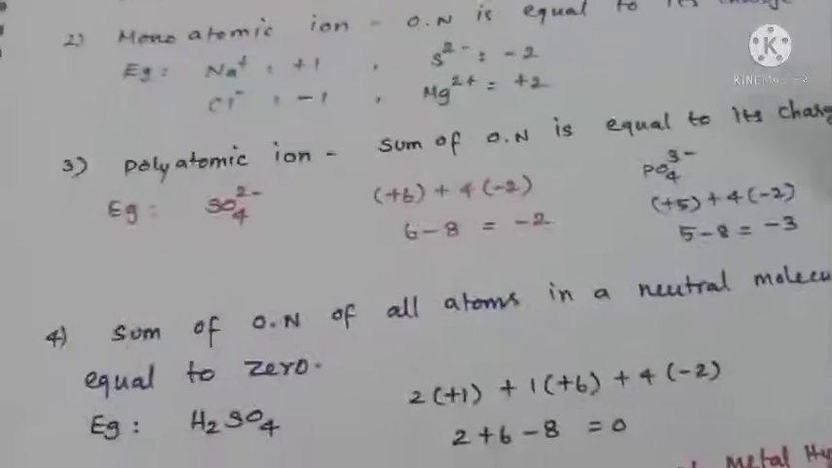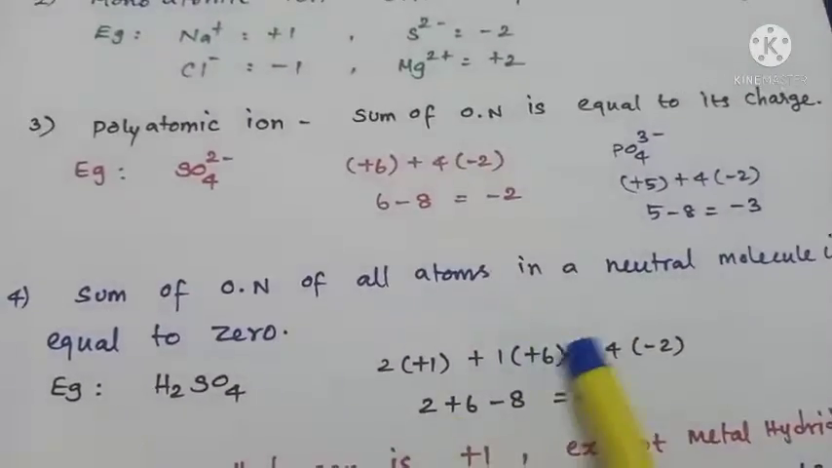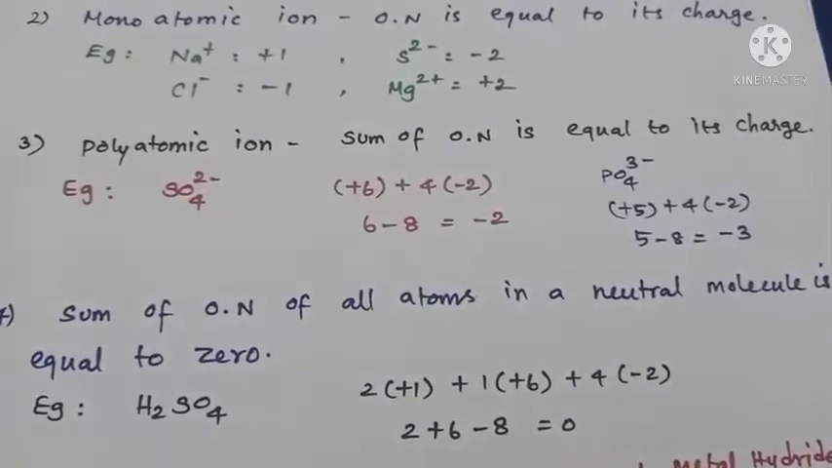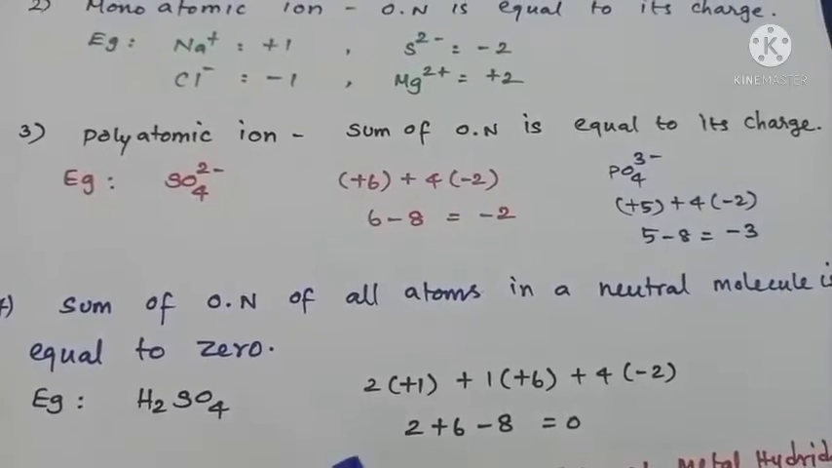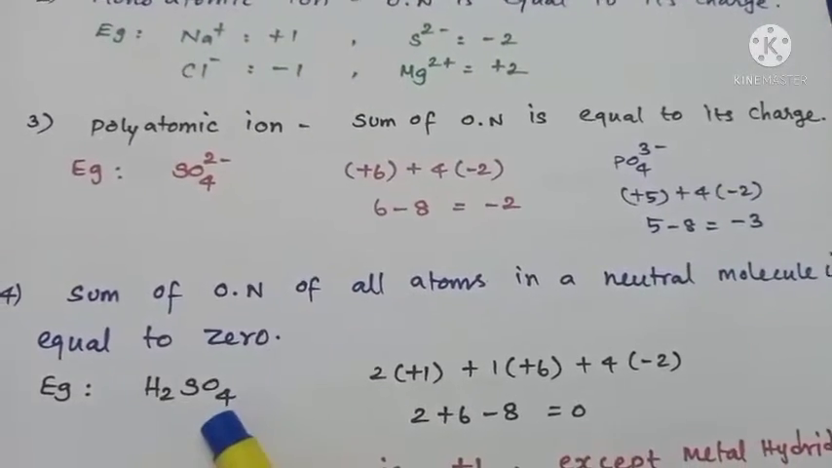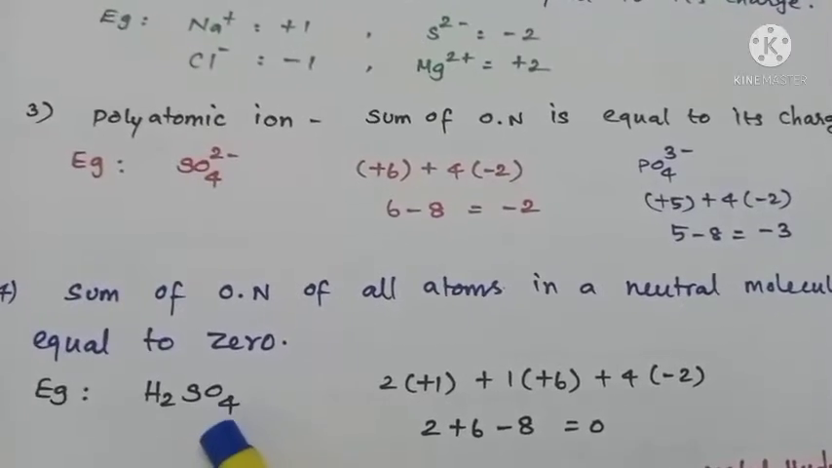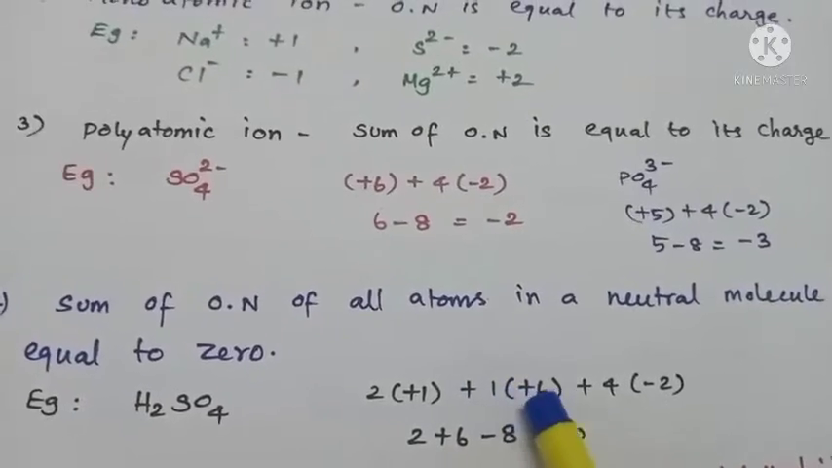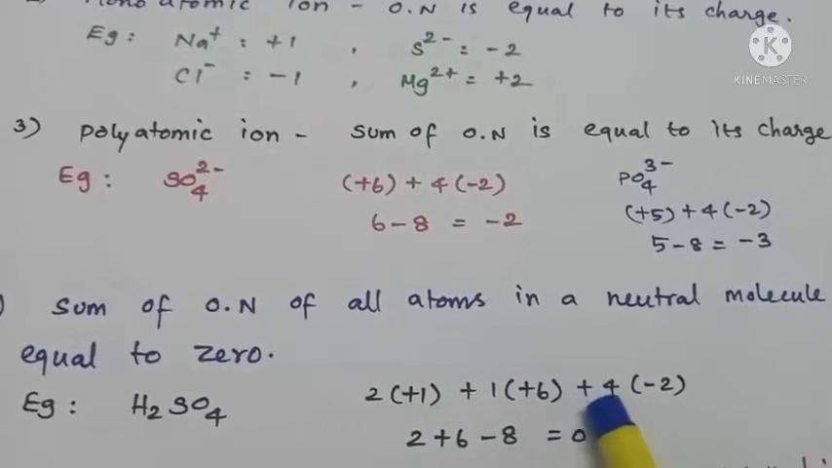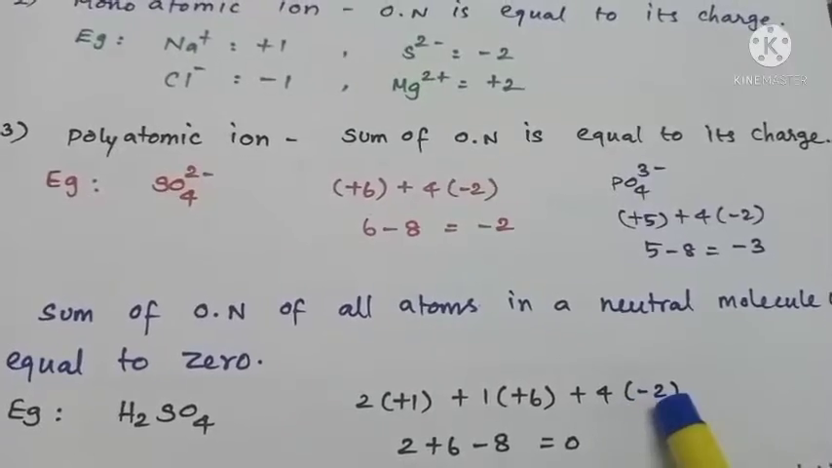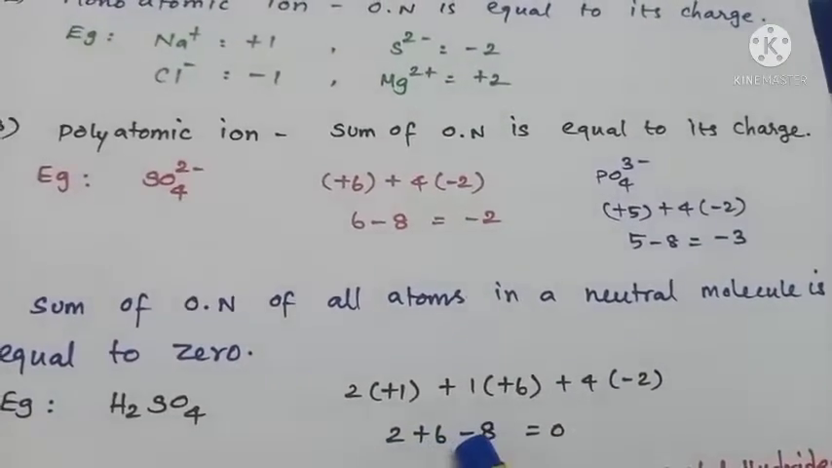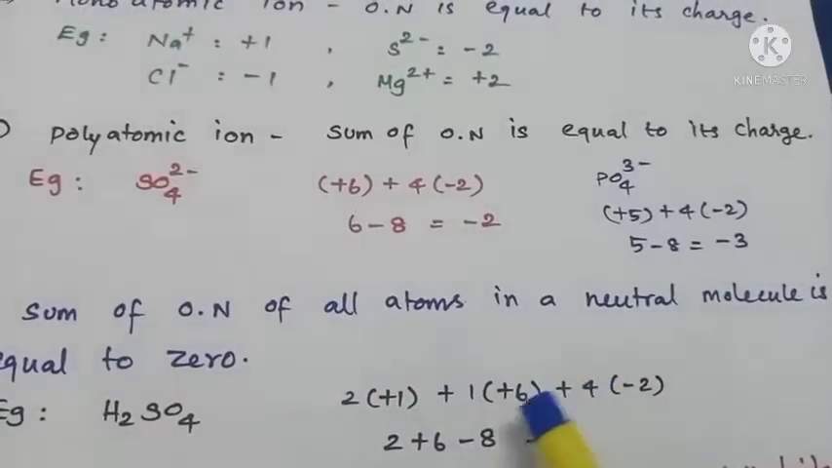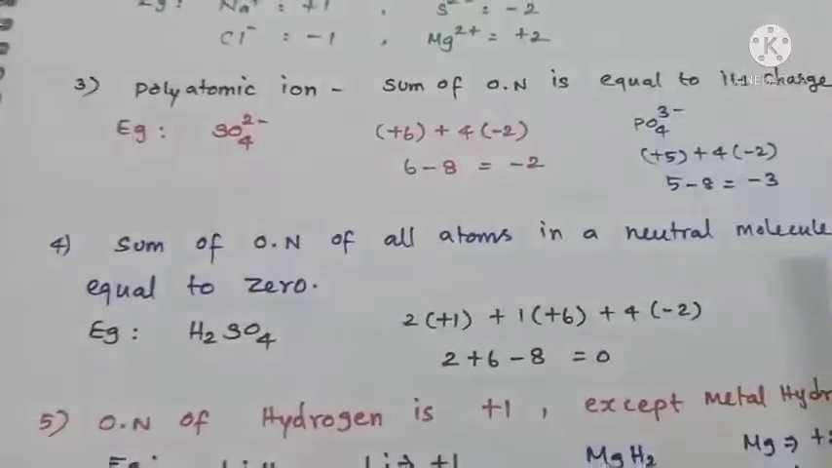Now rule number 4: the sum of the oxidation numbers of all the atoms in a molecule is equal to 0. You have a neutral molecule, and when you add the oxidation numbers of all the atoms together, that will be equal to 0. For example, take H2SO4, sulfuric acid. Hydrogen number 2 into oxidation number plus 1, plus sulfur number 1 into plus 6, plus oxygen number 4 into the oxidation number of oxygen, minus 2. So you get 2 plus 6 minus 8, which is 0. So the summation of oxidation numbers of all the atoms in a neutral molecule is equal to 0.